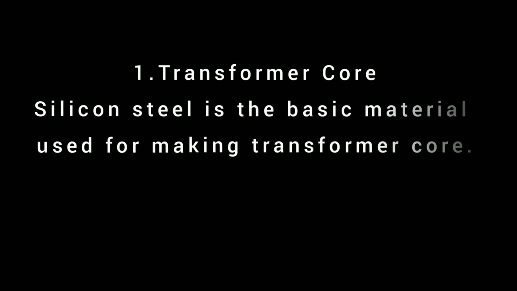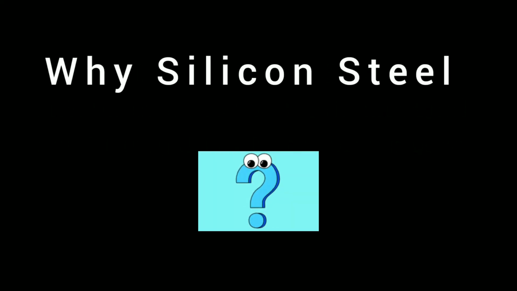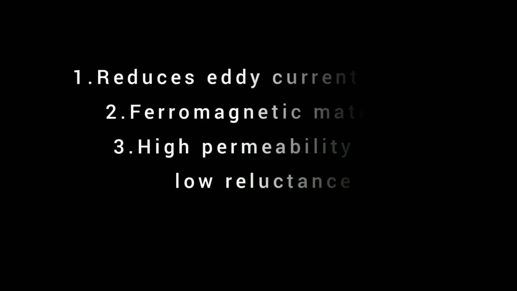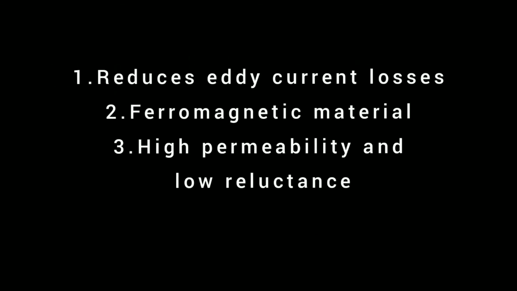Then let's discuss the transformer core. Silicon steel is the basic material used for making the transformer core. Why silicon steel? We all know that steel is a good magnetic material as well as a good conductor of current. The time varying flux present in the core induces an EMF in the core, which results in a circulating current. This circulating current in the transformer core is called eddy current, and the losses due to the eddy current are called eddy current loss.